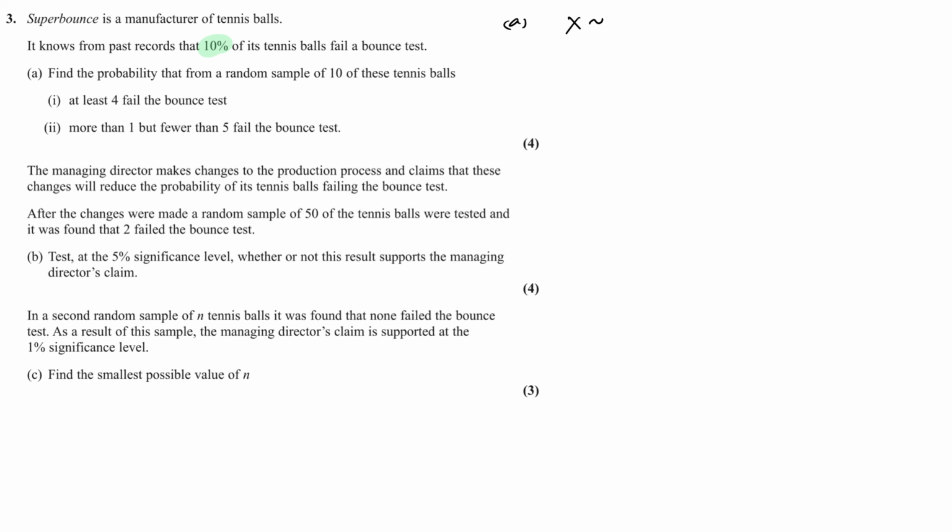So I'm going to use X again, and it's binomial. Now n and p, so n is 10, isn't it? And p would be 0.1.